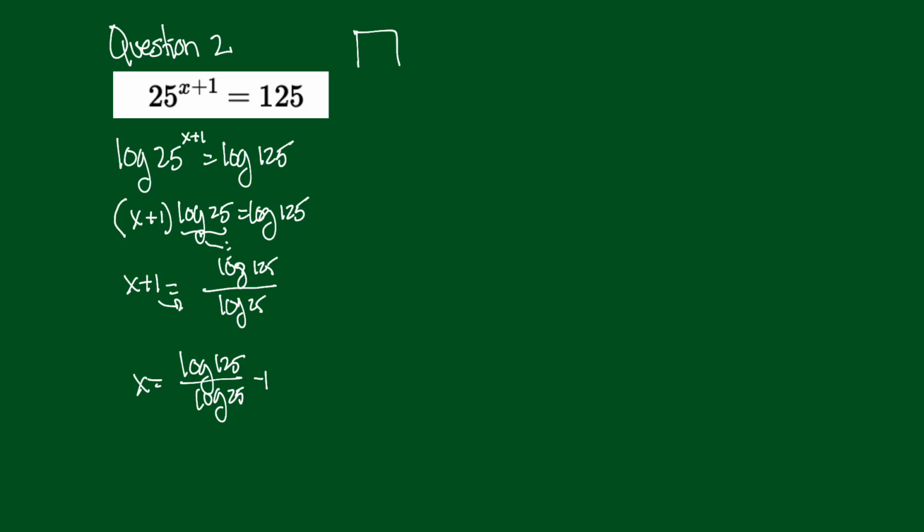You're going to press the log key, and you get log, parentheses, put in 125, and then close, divide, press that log key again, you get log, parentheses, type in 25, close, and then put minus 1, right? Subtract 1. Now, when I did this, I got 0.5.